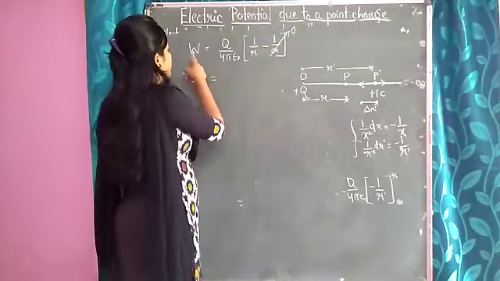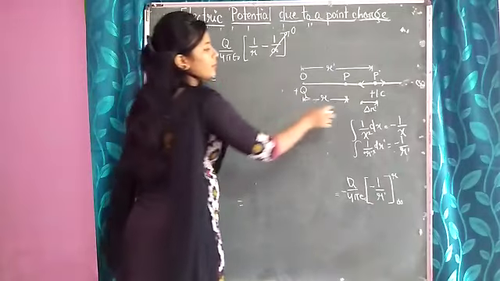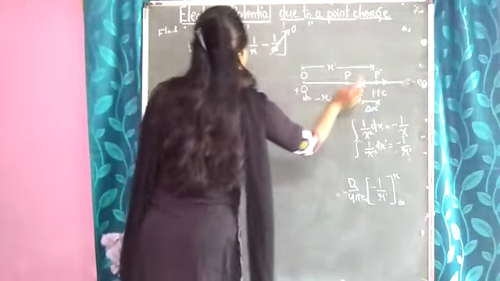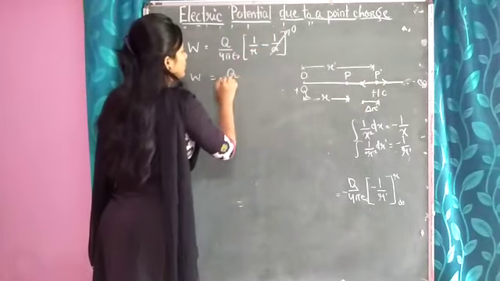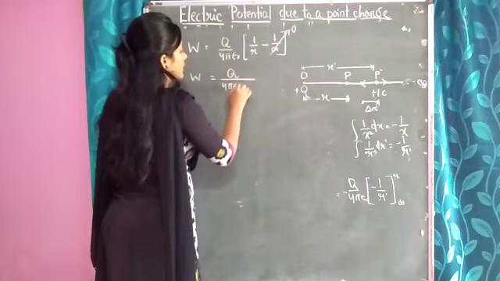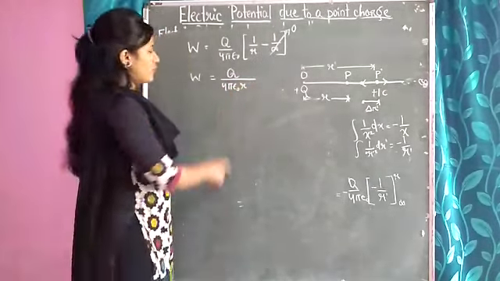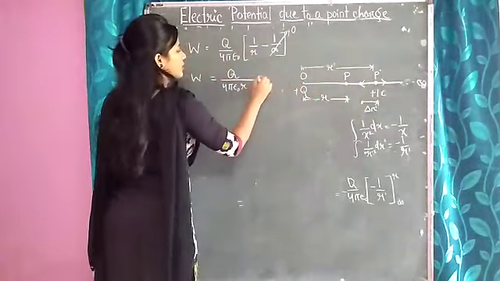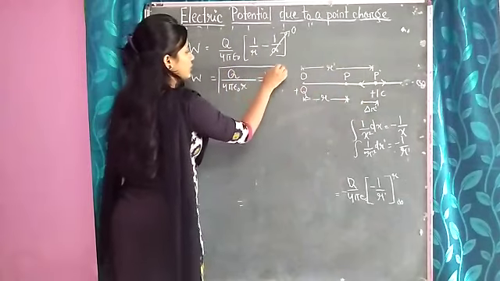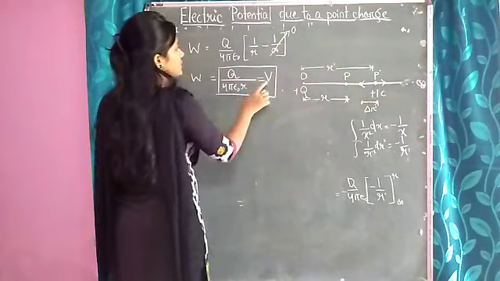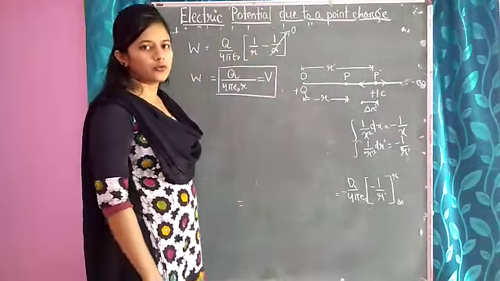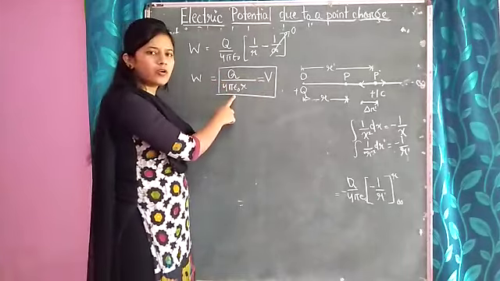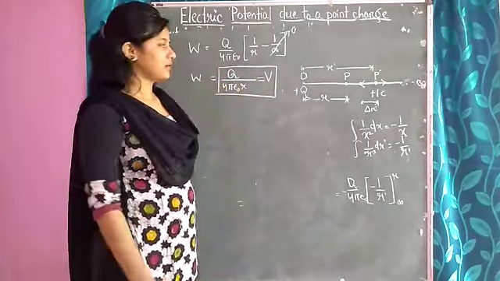So now the work done in bringing a positive unit charge from infinity to this point comes to be Q by 4 pi epsilon naught R. The work done in bringing the unit charge from infinity to that point is the electric potential. So this is the expression of electric potential due to a point charge. V equals 1 by 4 pi epsilon naught Q by R.